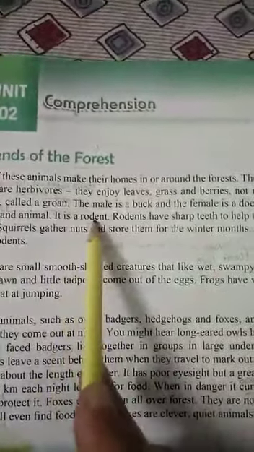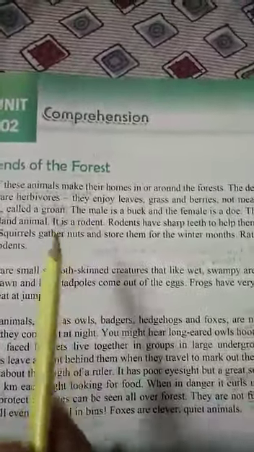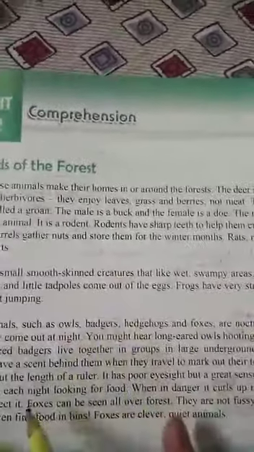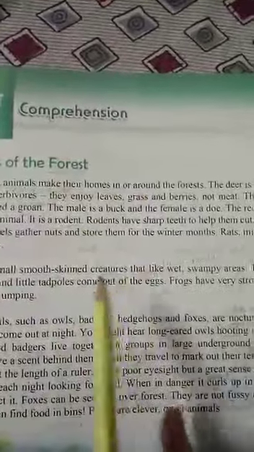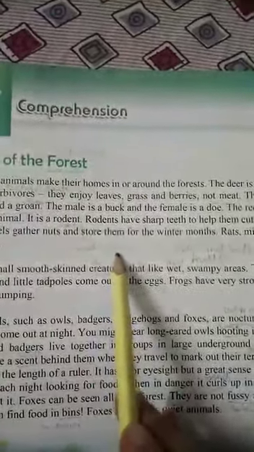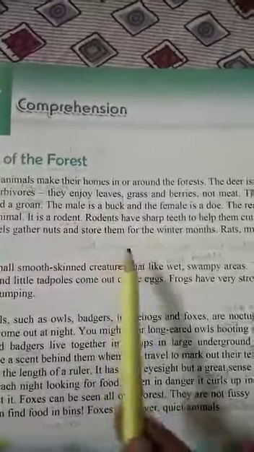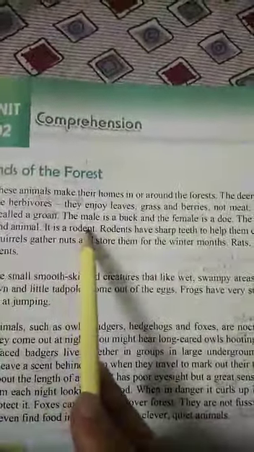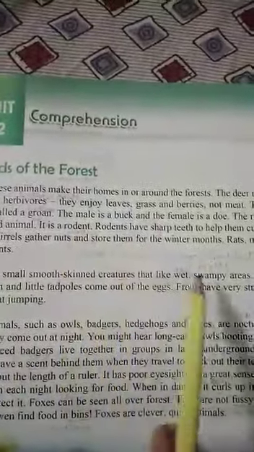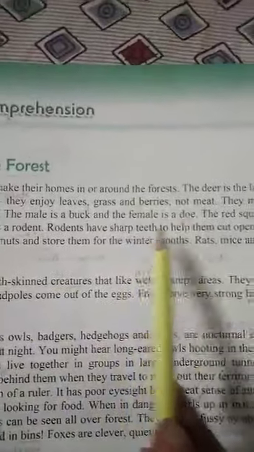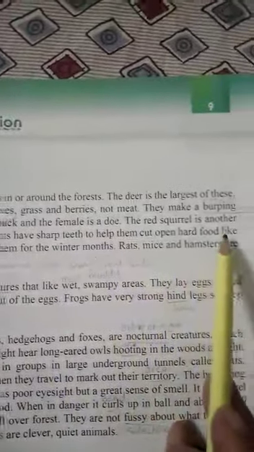It is a rodent. Now, what is a rodent? A rodent is a small mammal with sharp front teeth. Now, what is a mammal? A mammal is an animal that gives birth to its young ones. They do not lay eggs. जो अंडे नहीं देते, they are called mammals. And rodents are those mammals with sharp front teeth. Rodents have sharp teeth to help them cut open hard food.